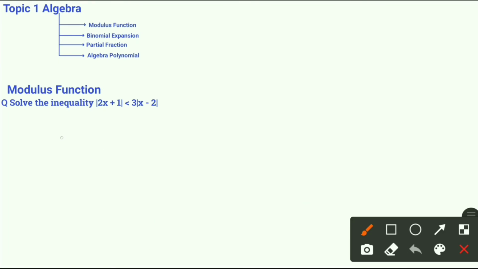So we have this question: solve the inequality |2x plus 1| less than |3x minus 2|. These two are modulus, and there's an intersection between two modulus. Whenever there's an intersection between two modulus, it is 100% sure that there's a 2-point intersection. It is guaranteed. You don't need to verify the inequalities.